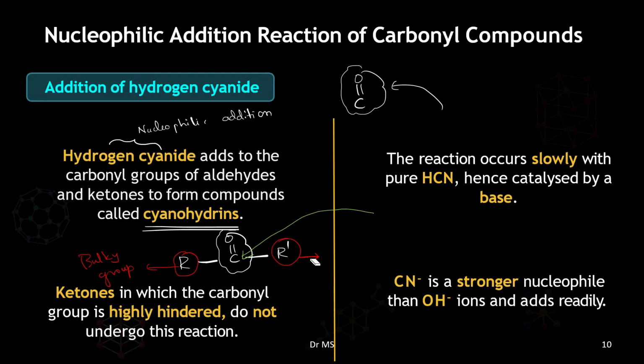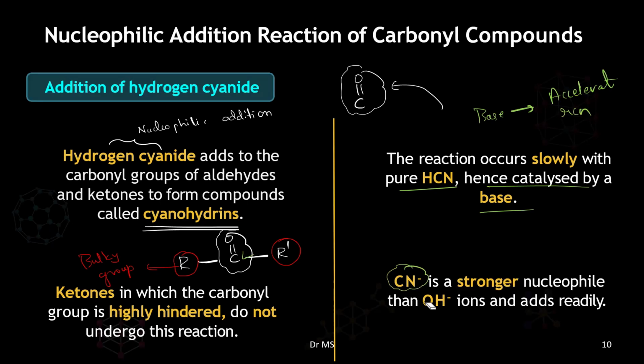One more thing: the reaction occurs slowly with pure HCN, hence it is catalyzed by a base. For this reaction to happen, we need to use a base catalyst that will accelerate the reaction. Whatever base we are using will speed up the reaction. Here the cyanide, CN minus, acts as a stronger nucleophile compared to the OH minus ions. We know the OH minus ions are good nucleophiles, but compared to them, the cyanide ions are much stronger nucleophiles.